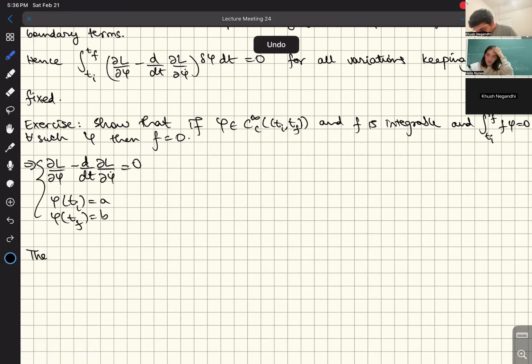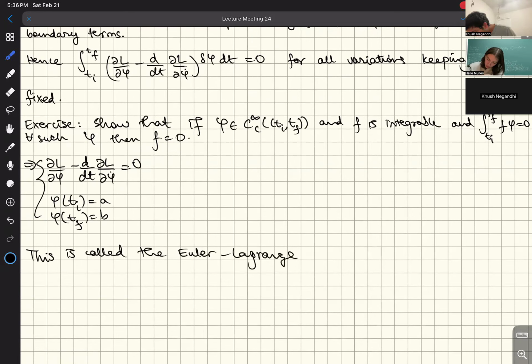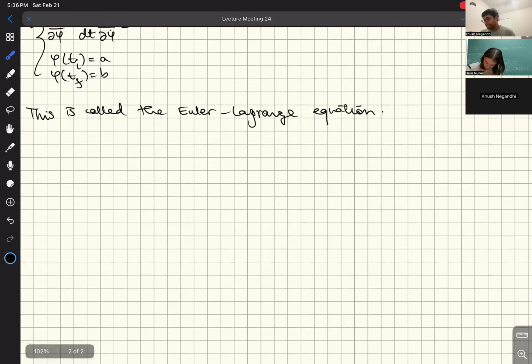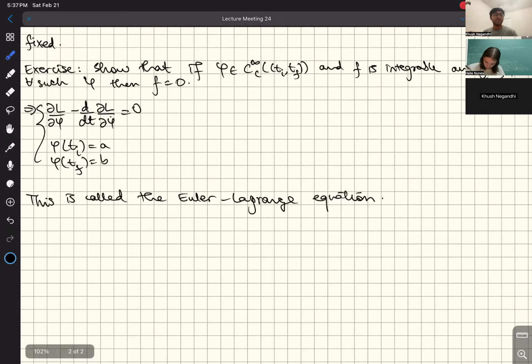So this is called the Euler-Lagrange equation. Okay. And this is one of the most important differential equations in physics, because a lot of physics is you can now talk about the dynamics of a lot of things using this simple looking equation, right?